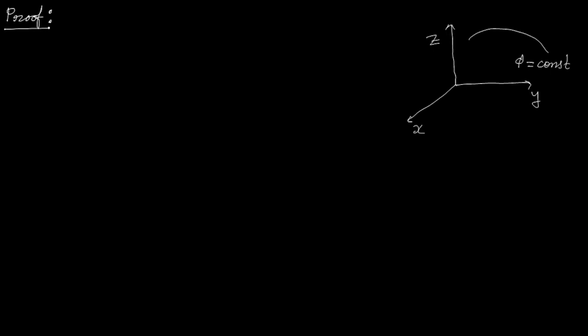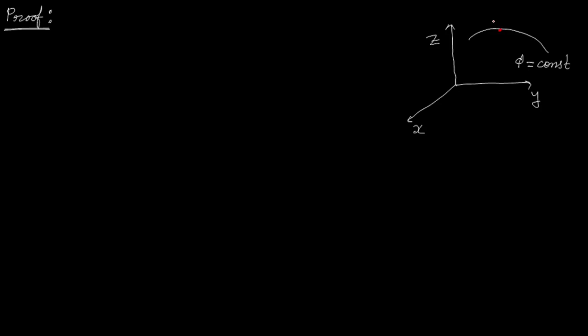So prove this statement. In order to prove this statement, we have considered a rectangular coordinate system, and here we have also drawn a level surface of scalar function phi. That means phi is supposed to be constant over the surface. And now we are assuming two points.